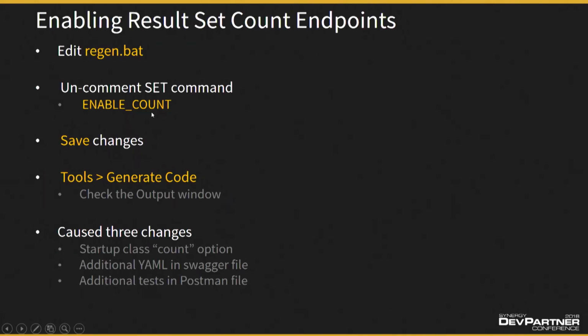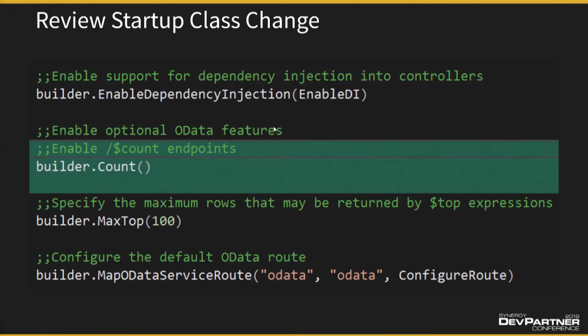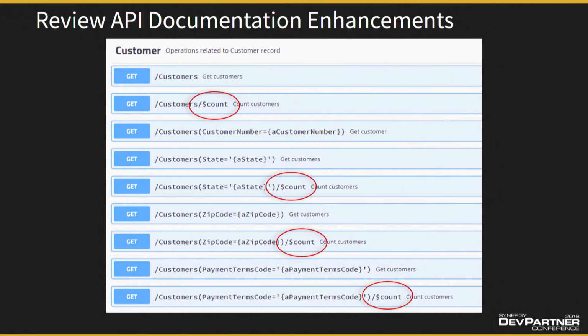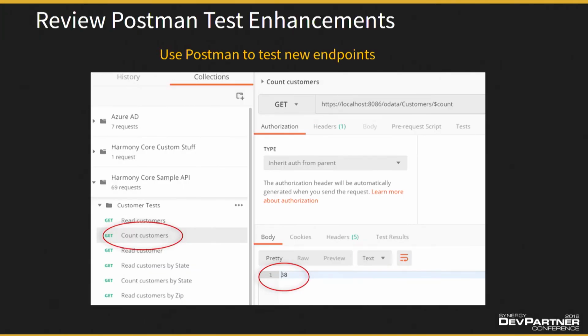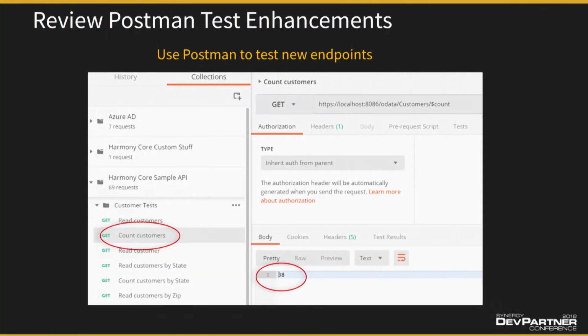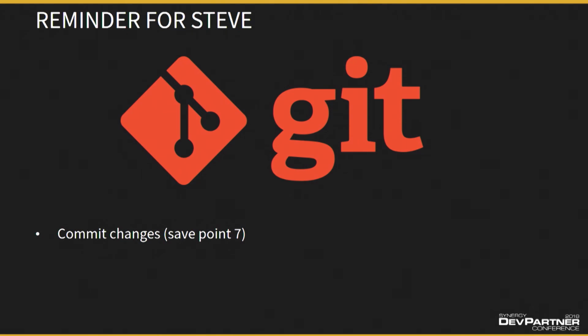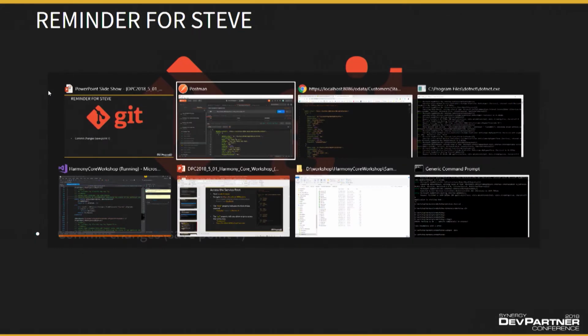The way we enable this is just to turn on one of our code generation options, enable count. All this is actually doing is, in our startup class, turning on another OData option. We're saying builder.count, and that just says enable count support on the collection endpoints. And we are generating additional endpoints into our documentation and into our Postman files so that you can test them. So let's just very quickly do that.